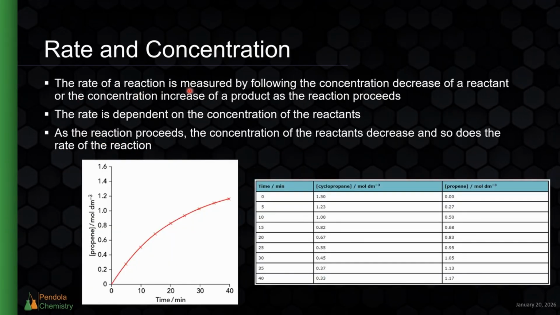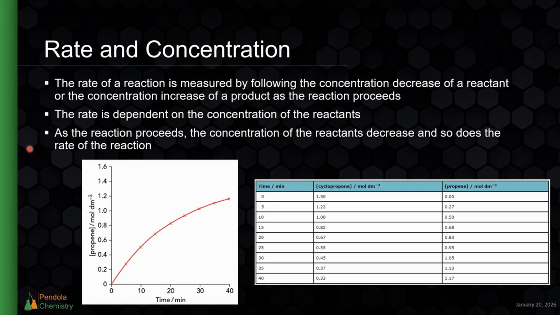So the rate of a reaction can be measured by looking at one of the reactants or products, right? Now, we're not going to look at every reactant and every product in a reaction because that's too many things, but we're going to focus on one reactant or one product and its concentration over time. The rate is going to be dependent on the concentration of the reactants.